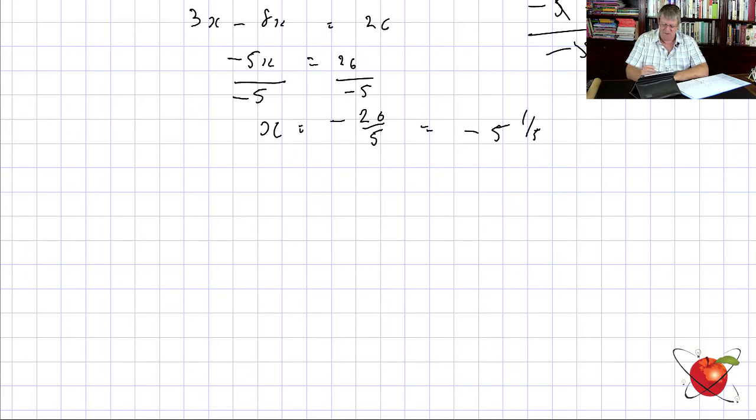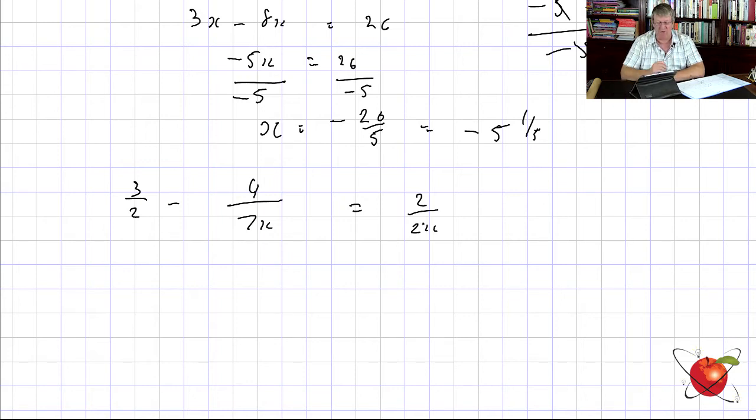All right. Okay, let's have a look over here. 3 over 2 minus 4 over 7x equal to 2 over 2x. You say, oh, hang on. What now? Well, first of all, this x here is on the wrong side, isn't it? We don't want it sitting on that side. We actually want the numbers on that side. So let's rearrange. We've got minus 4 over 7x minus 2 over 2x equal to minus 3 over 2. Okay?